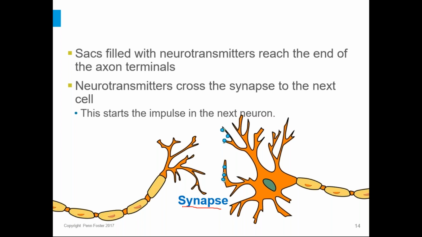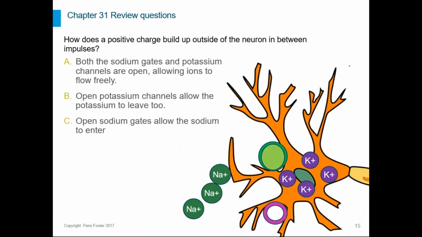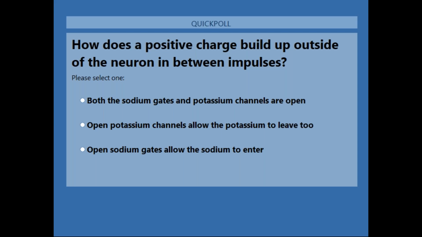So that is the end of the first section. We have a couple review questions before we move on to section 2. I'm going to bring up a poll on the screen, and it's this question: How does a positive charge build up on the outside of the neuron in between impulses? If you're watching the recording, just think about it, but if you're here live, you should answer this poll. No one can see your results, so don't be afraid to get it wrong. I can only see the percentage from the whole class.